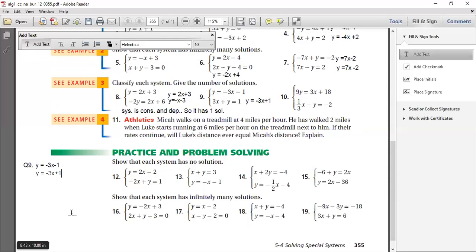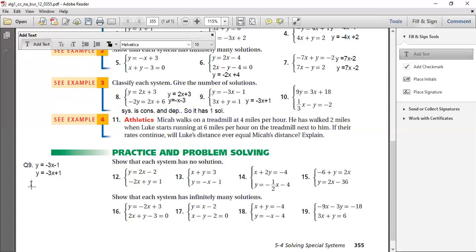If the slopes are the same, they are parallel lines, and if they are parallel lines, they do not have any solution because parallel lines do not meet. So how do we know the system is having parallel lines or not? Just by comparing the slopes. If the slopes are the same, they are parallel lines. Now if they are parallel lines, they have no solution.